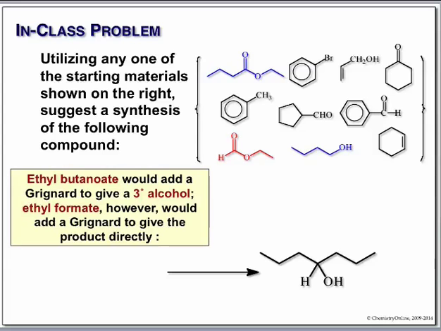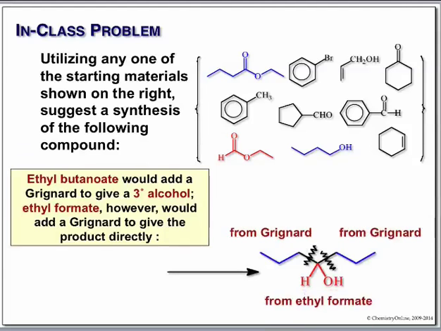So these are the bonds we made in our Grignard reaction. We're dealing with ethyl formate as our starting material. We simply need a 3-carbon Grignard, and we can do it that way.